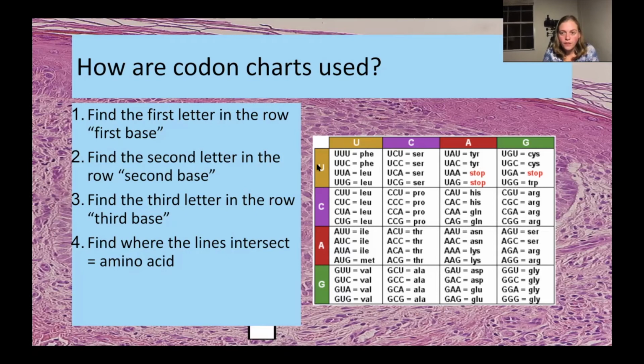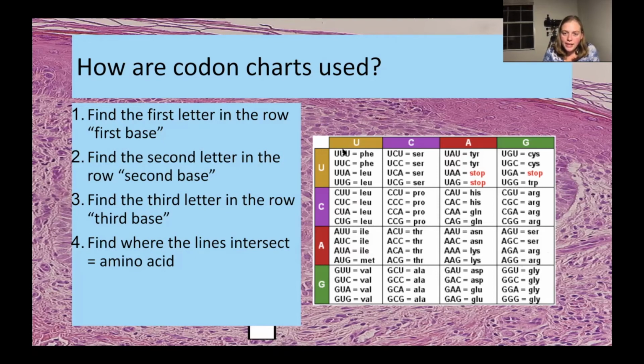Remember that codons are found on the mRNA. We're not looking at the tRNA when we're reading this chart. This is a codon chart, not an anticodon chart. And reading this is pretty simple. We're going to find the first base in this row here. Everything in this row is going to start with a U as the first base in the codon. Everything in this row is going to start with a C. This row, every codon is going to start with an A, and in this row, everything's going to start with a G.